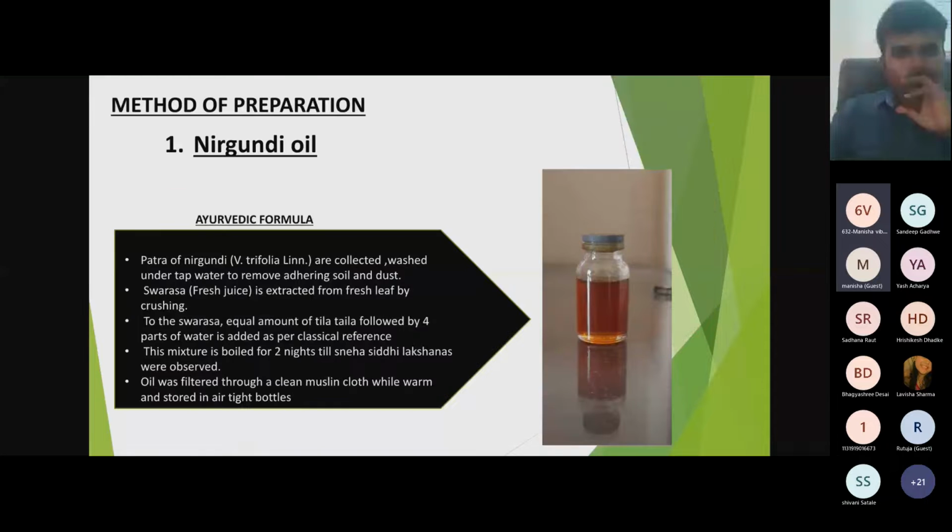Now next, there is the preparation of the Nirgundi oil, which I prepared on my own using the Ayurvedic formula. First, the leaves of the plant, Vitex trifolia Linn, are collected and washed under tap water to remove the adhering soil or dust. Then the leaves are crushed and the fresh juice is obtained from it. To the juice, an equal amount of sesame oil, used here as a base oil, is added, followed by 4 parts of water. Then it is boiled for 2 nights till the water droplets present in it are completely evaporated, maintaining a medium flame so that there is no rancidity of the oil and the standardization of the oil can be maintained. Once the water that has been added is completely evaporated, the oil is collected and then filtered using muslin cloth.